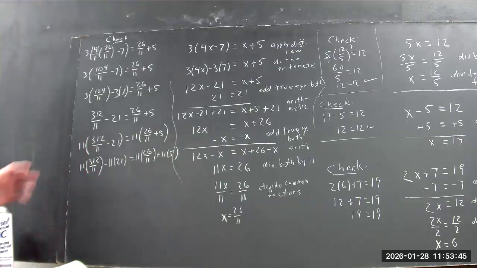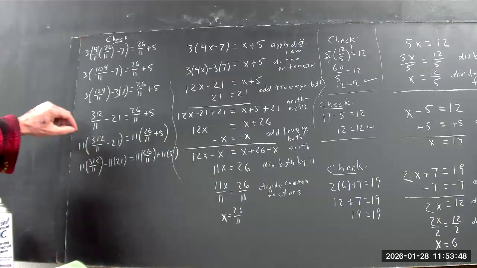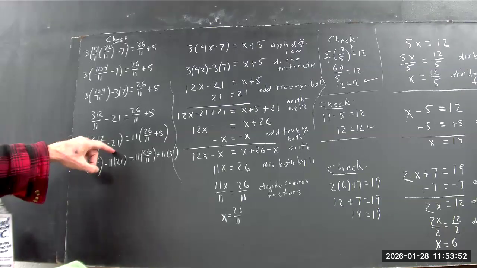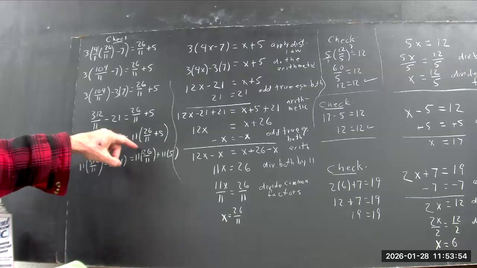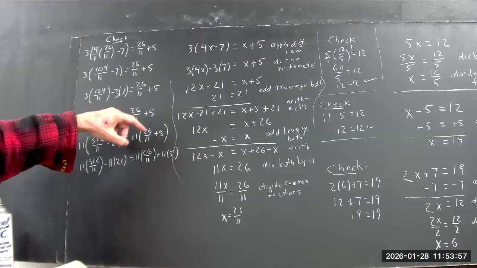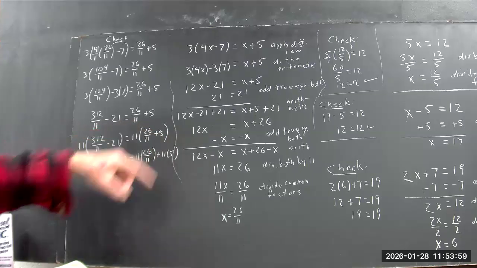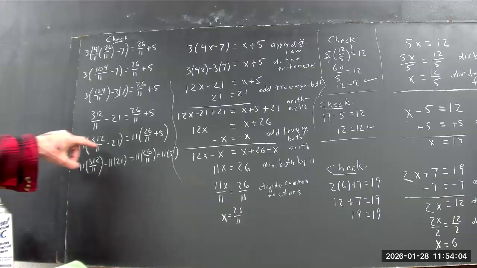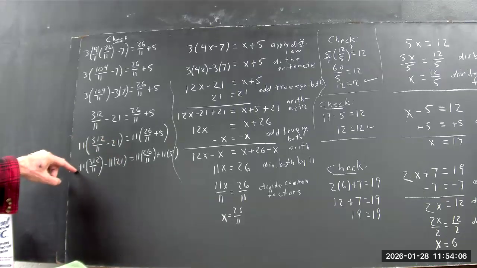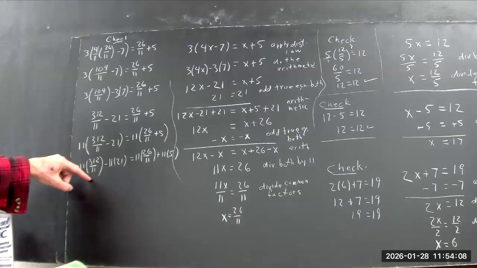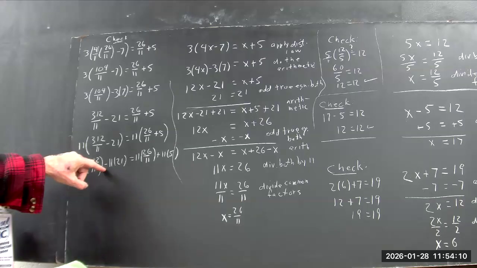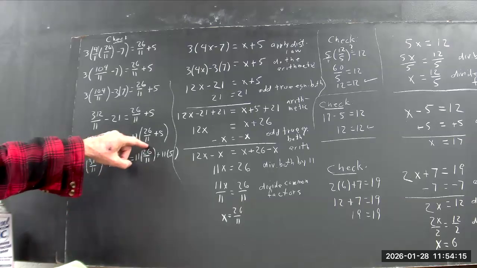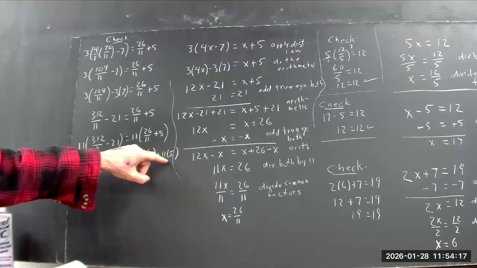So what we have when we multiply both sides by 11, again, 11 times the quantity 312 over 11 minus 21 equals 11 times the quantity 26 over 11 plus 5. Okay. After the distributive law, we have 11 times 312 divided by 11 minus 11 times 21. And that equals 11 times 26 over 11 plus 11 times 5.